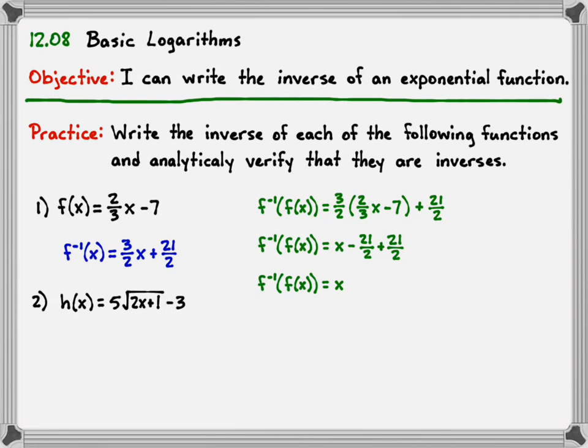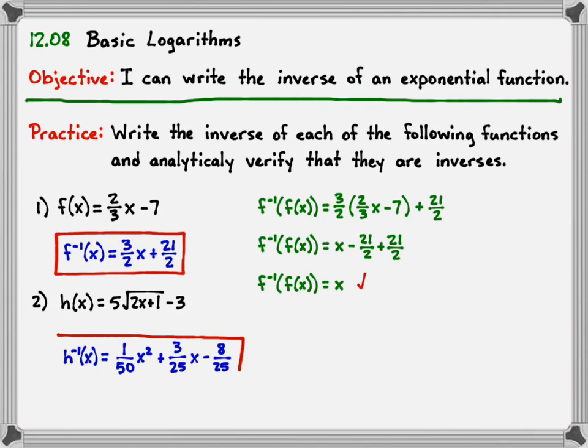For number 2, this is a radical function, so we know that the inverse of this should be a parabola. We would replace this y value with x and this x value with y. We would add 3 to both sides, then divide by 5, then square both sides, then subtract 1, then divide by 2. It's a bit of a long process, but if you expand everything out, your end result should be 1 over 50 x squared plus 3 over 25x minus 8 over 25. I'm not going to get into the long work of that, but that is your answer. You should maybe work through that and verify that it is correct, just for your own understanding.